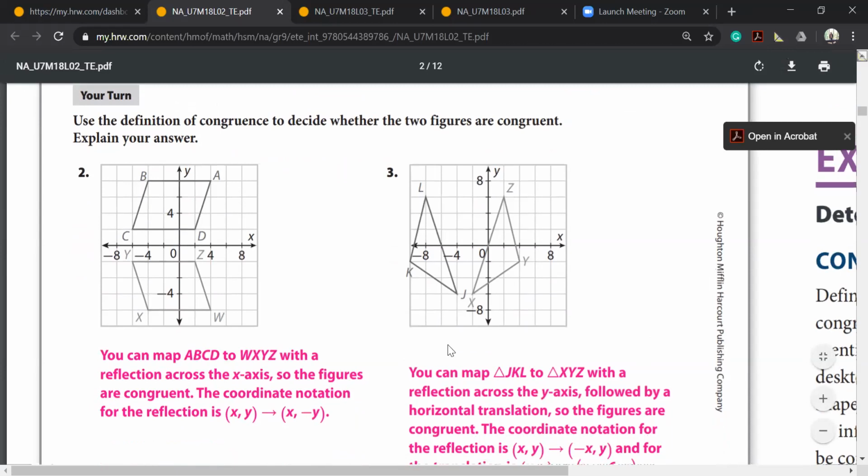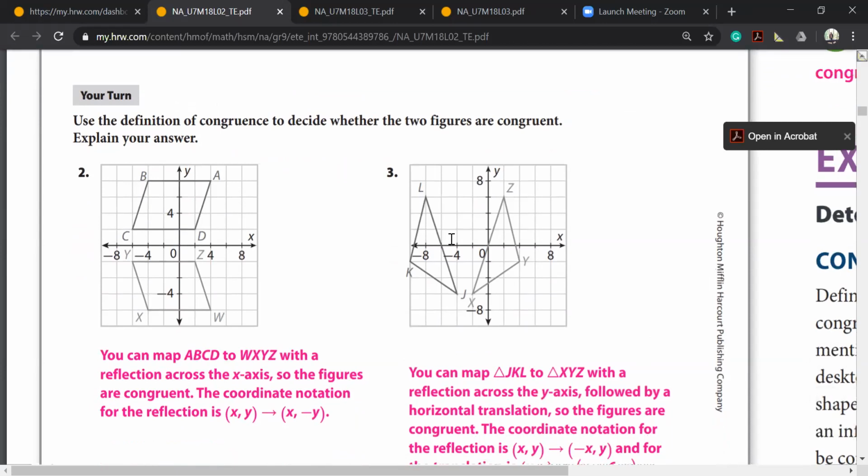What about the translation? To find the translation, let's count the squares. After reflection, L should be in here, for example. I'm going to trace any point I want. I traced L. You can trace any point. L is going to land in here. Then it moved 3 squares to be in here, right? From here to here, it's 3 squares. Now, 3 squares is how many points? Let's count the number of points.